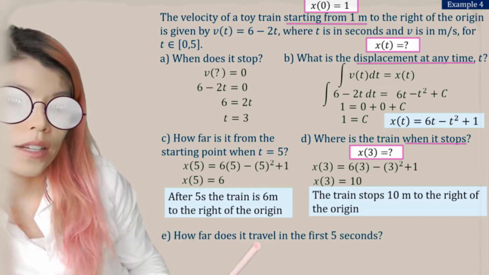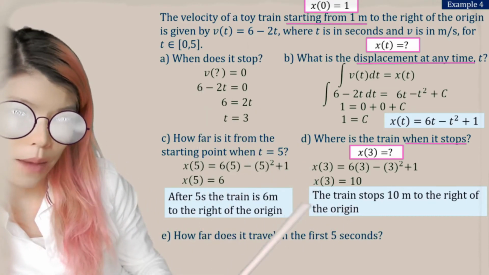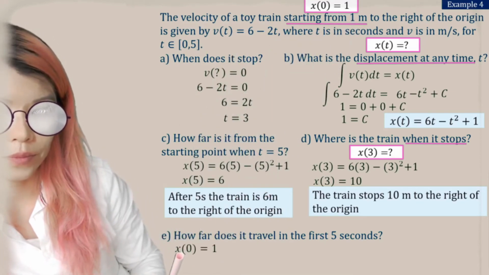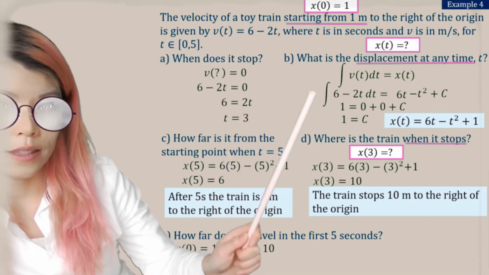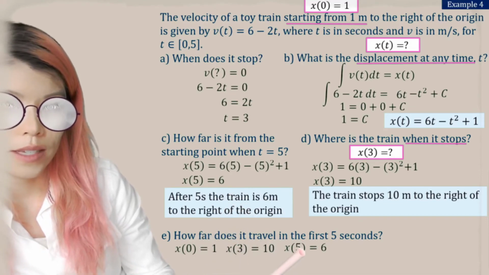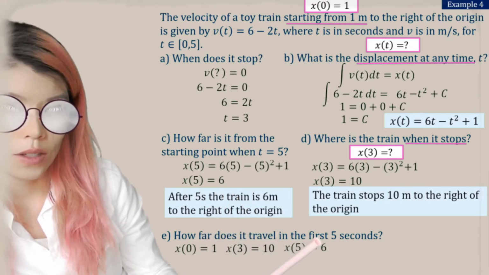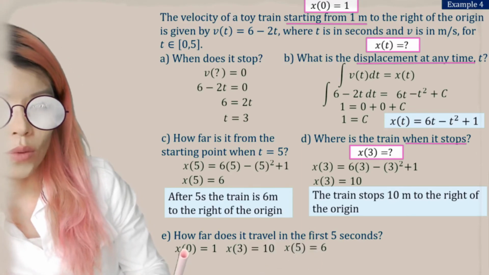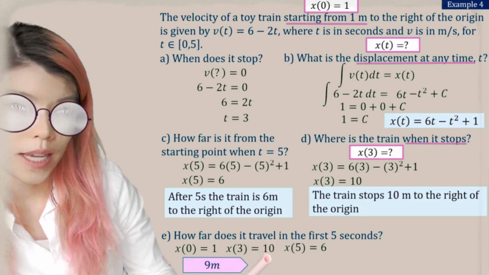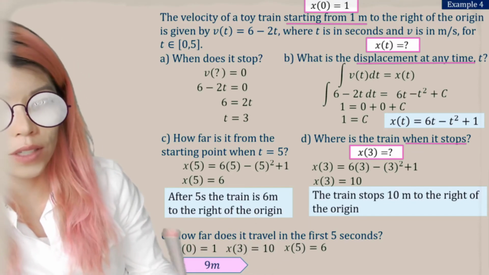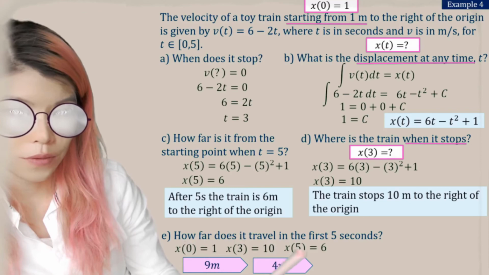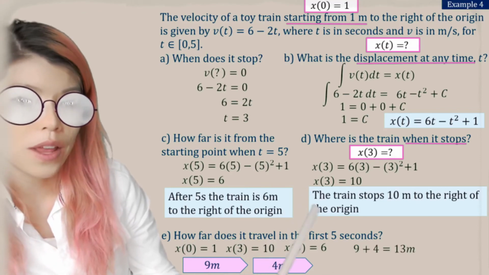Part E, how far does it travel in the first 5 seconds? So let's recap that one more time. It starts 1 meter to the right of the origin. And then at 3 seconds, we see that it's 10 meters to the right. And then at 5 seconds, it is 6 meters to the right of the origin. So between the first 3 seconds, it has traveled 9 meters. And then from 10 meters back to 6 meters, it has traveled to the left another 4 meters. So how much has it traveled in those 5 seconds? It has traveled 9 plus 4, 13 meters.